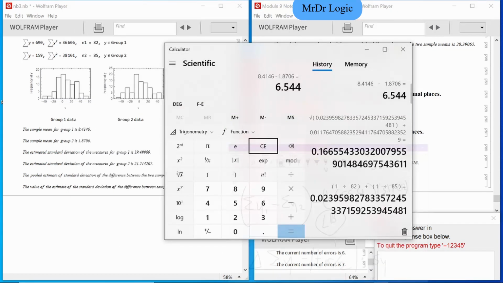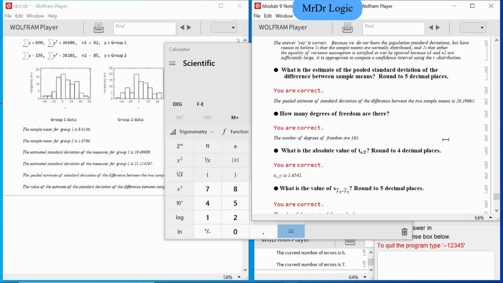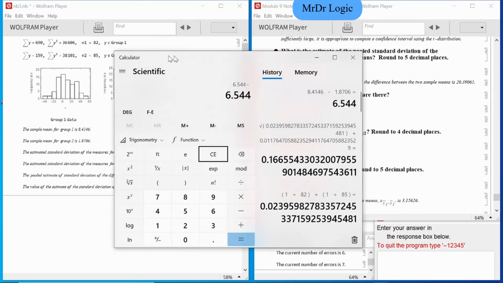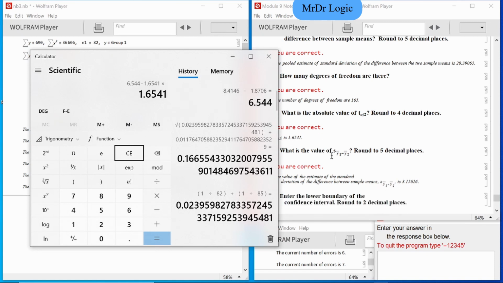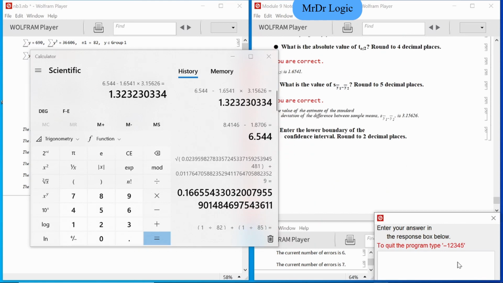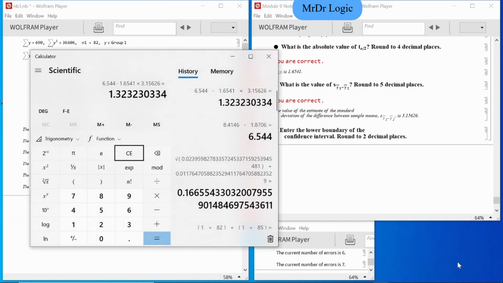Minus the multiplication of those two. So it's going to be minus the t square. What was the t square? Okay, minus 1.6541 multiplied by, and then we're going to do it with this last digit, the 3.15626, and that's our thing, 1.32.